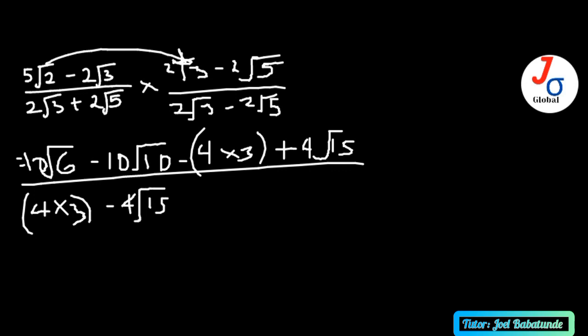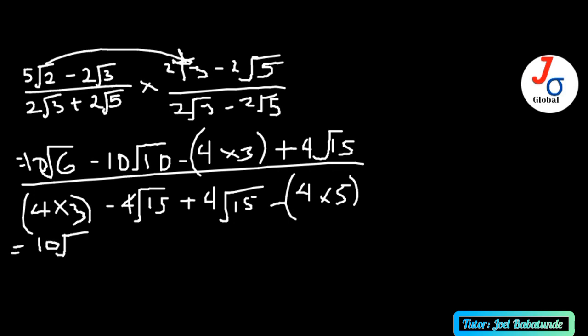Okay. Then this times this, you have 2 times 2 is 4. And 5 times 3 is 15. Then this times this, plus times minus is minus. 2 times 2 is 4. Root 5 times root 5 is root 25. Root 25 is actually 5. Okay, good.